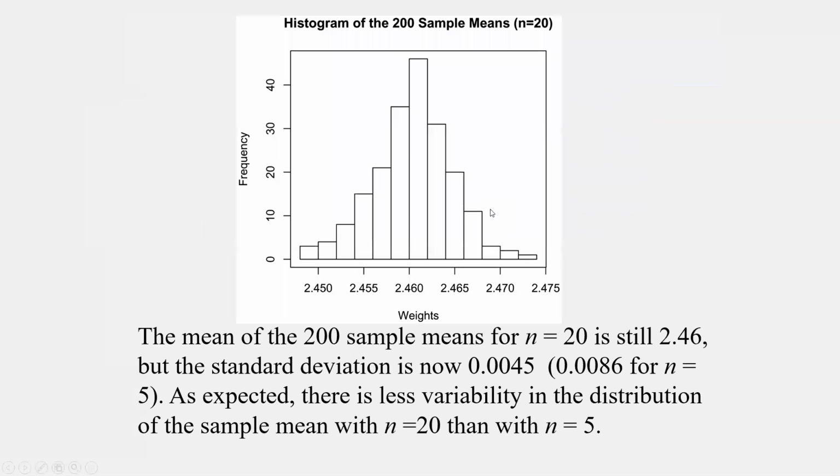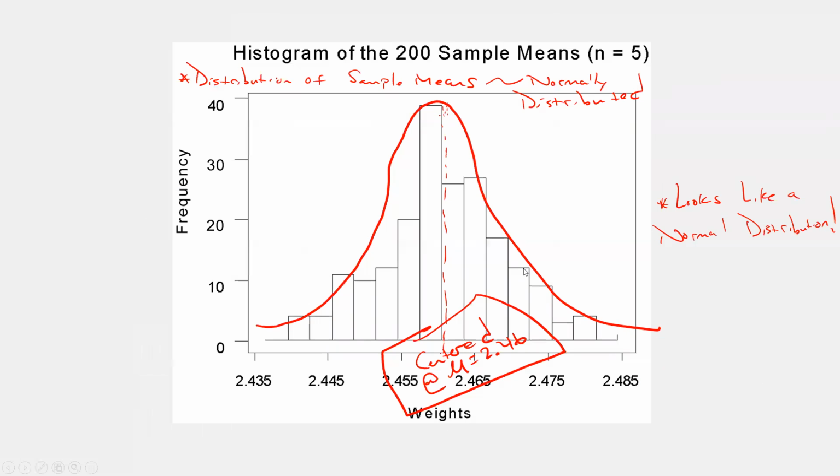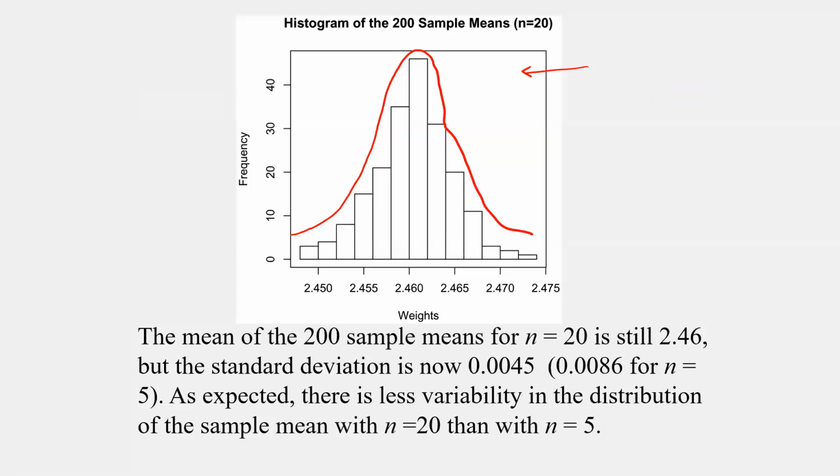So this right here is what the histogram looks like when I increase the sample size. What does this histogram look like? Does it look like a much better normal distribution? Does it look a lot cleaner, tighter than the one before? Let me go back. This was the histogram for sample size 5. It kind of looks like a normal distribution, right? But this one looks like a normal distribution. It looks better.